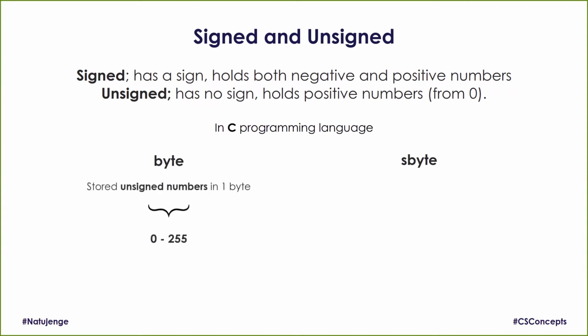We have the byte, which is unsigned, meaning that it takes 0 to 255 because it stores the data in 1 byte. And now you have S byte, which is signed and stores the data in 1 byte, but that means that we can store negative 128 to 127.